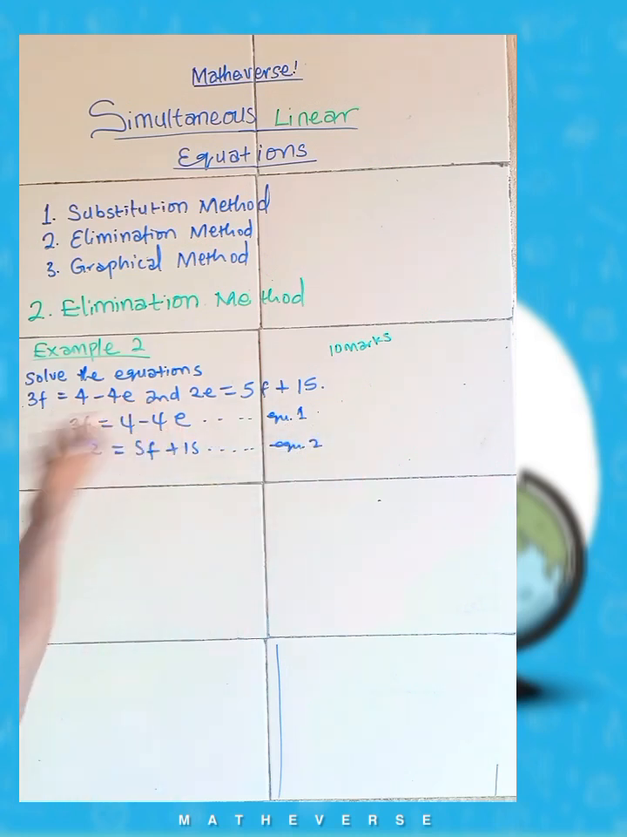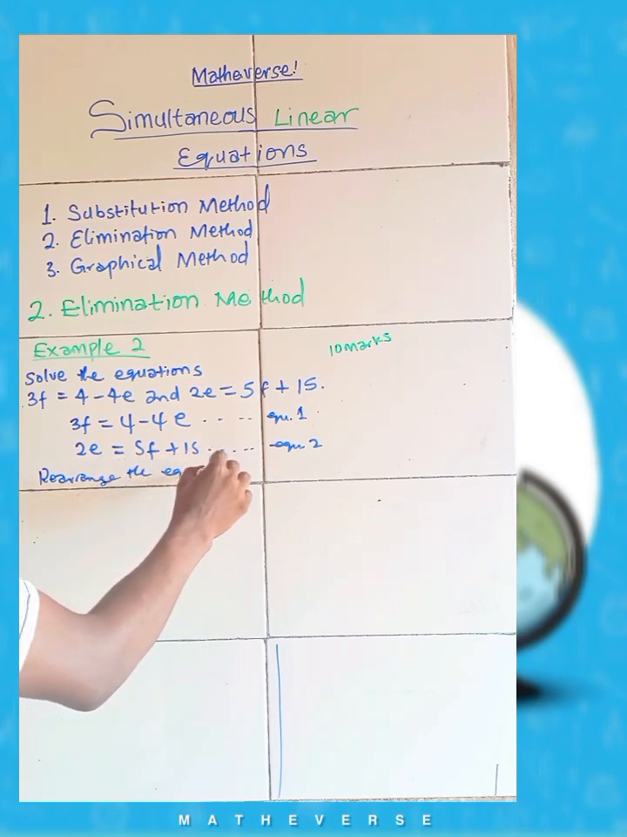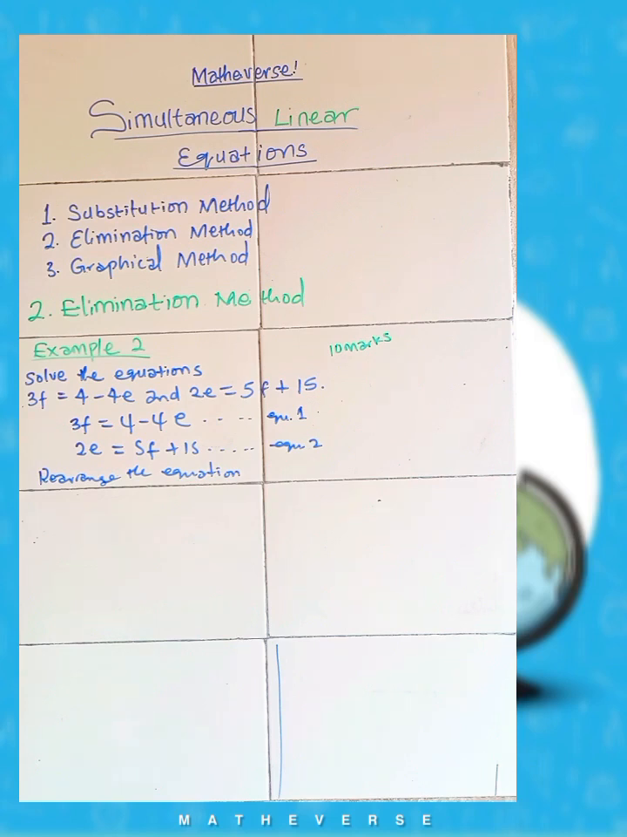But right now the equations are scattered. So it will be hard to work with like this. So what we have to first do is rearrange the equation. We want to rearrange the equation and make sure you follow the signs correctly. Let's rearrange equation 1. When we rearrange the equation, let's put e at the front. So 4e is negative 4e here. We'll bring it here, it becomes positive 4e.